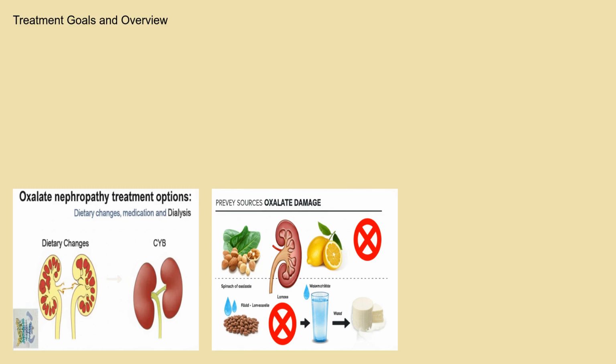The primary goals of treatment are to reduce oxalate levels and prevent further kidney damage. This involves dietary modifications, such as limiting high oxalate foods. Increasing fluid intake is crucial to dilute urine and reduce crystal formation. Medications like potassium citrate help to bind oxalate in the gut and increase urine pH, reducing crystal formation. In cases of primary hyperoxaluria, specific medications target oxalate production in the liver. Dialysis may be necessary in patients with advanced kidney failure. In severe cases, a kidney transplant and potentially a liver transplant for primary hyperoxaluria may be considered.